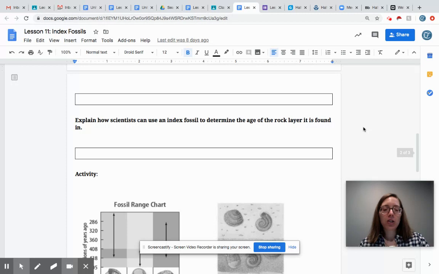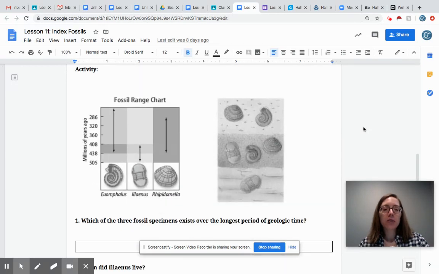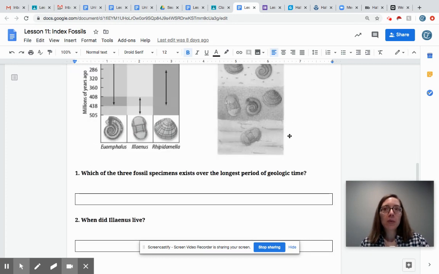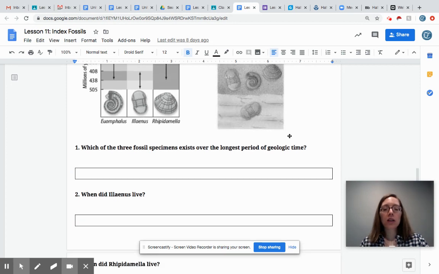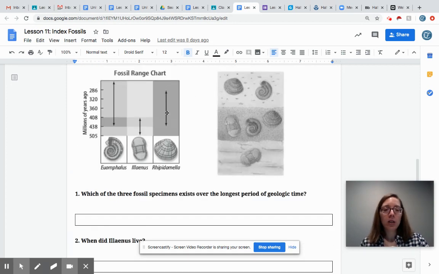Just a few questions. Then there's an activity where you see a fossil range chart of 3 different fossils, when they were around in geologic history, and then where you could find them in the rock layers of this area. You're using the information from above, knowing what an index fossil is, and telling me which of these 3 fossils exist over the longest period of geologic time. Look at these arrow links. That might give you a sign.